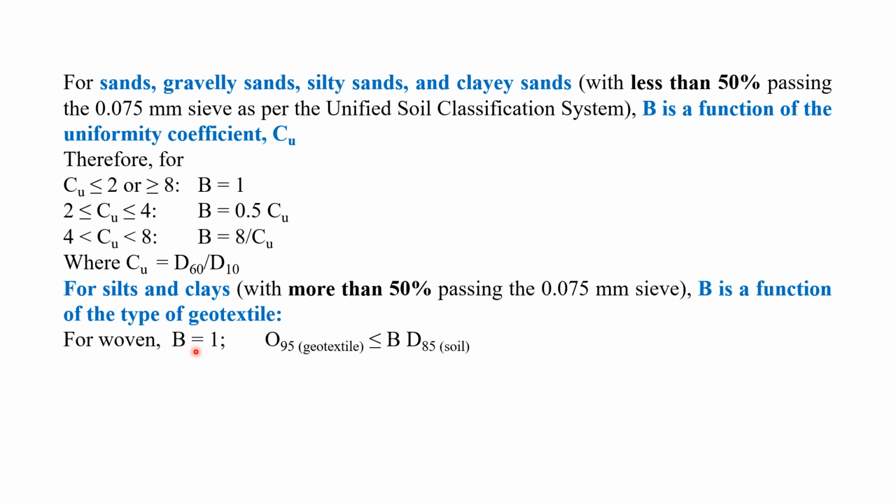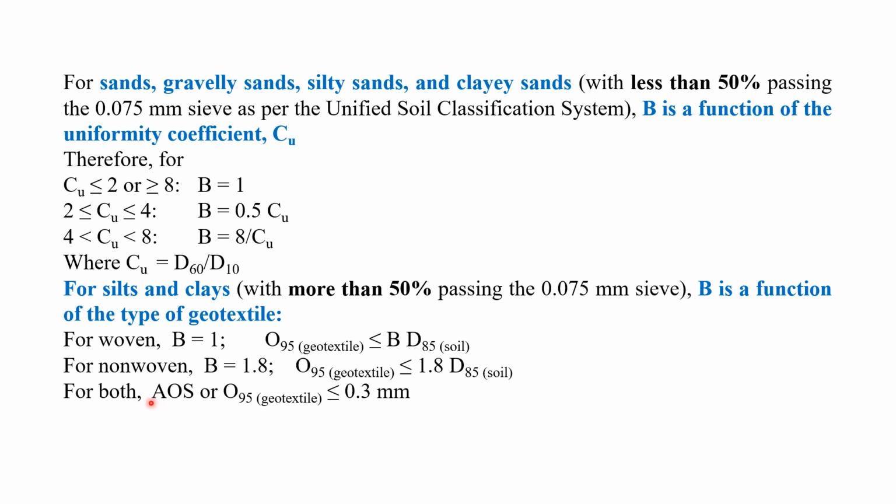So for woven, B will be 1, and this is the equation where we put the 1. For non-woven, we can put B as 1.8 in this equation, and for both woven and non-woven we can directly use O95 less than or equal to 0.3 millimeter. Okay, so these are the conditions and the criteria for the steady state flow.